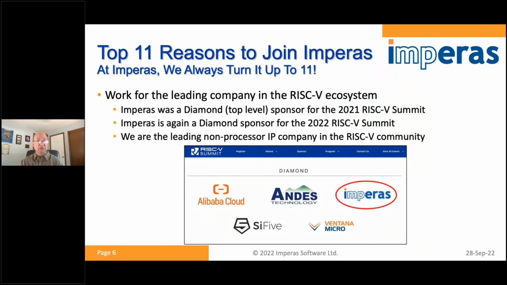So let's talk about the top 11 reasons to join Imperas, because at Imperas, we always turn it up to 11. So starting with the first one, working for the leading company in the RISC-V ecosystem. Imperas was a diamond or top level sponsor for the 2021 RISC-V Summit. We're again a diamond sponsor for the 2022 RISC-V Summit. We are the leading non-processor IP company in the RISC-V community.